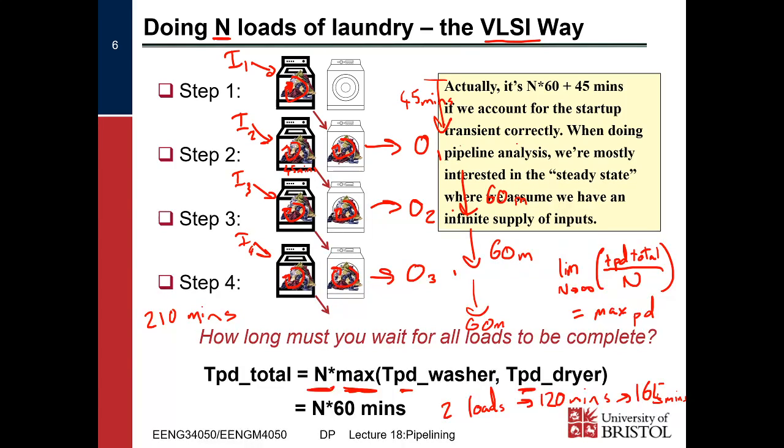But after 45 minutes, this still has 15 minutes left. And so the I2 laundry sitting here has to sit here for another 15 minutes until I1 is done in the dryer before it can be moved over, right? So we see that we spend 45 minutes in here being washed, and then we've got an extra 15 minutes latency before we can move over to the dryer and to be done.